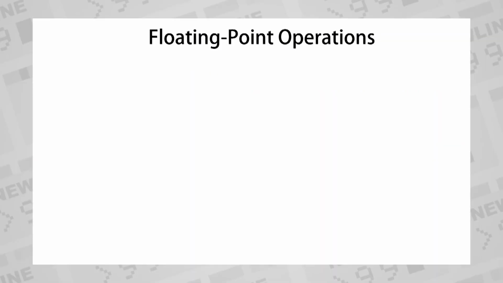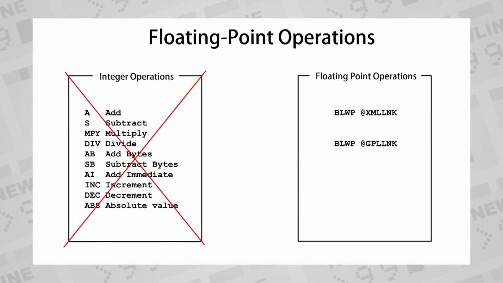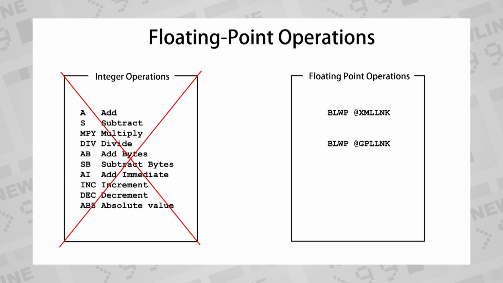When we're working with floating point numbers in assembly, we can't just use the same operations that we use for integers. The CPU does not have native floating point operations, so the way floating point math is achieved is through a series of library routines. We hook into 2 utilities, one called XML-Link that gives us access to calculations, and one called GPL-Link that'll help us take the values, convert them into strings, and do lots of other cool stuff.